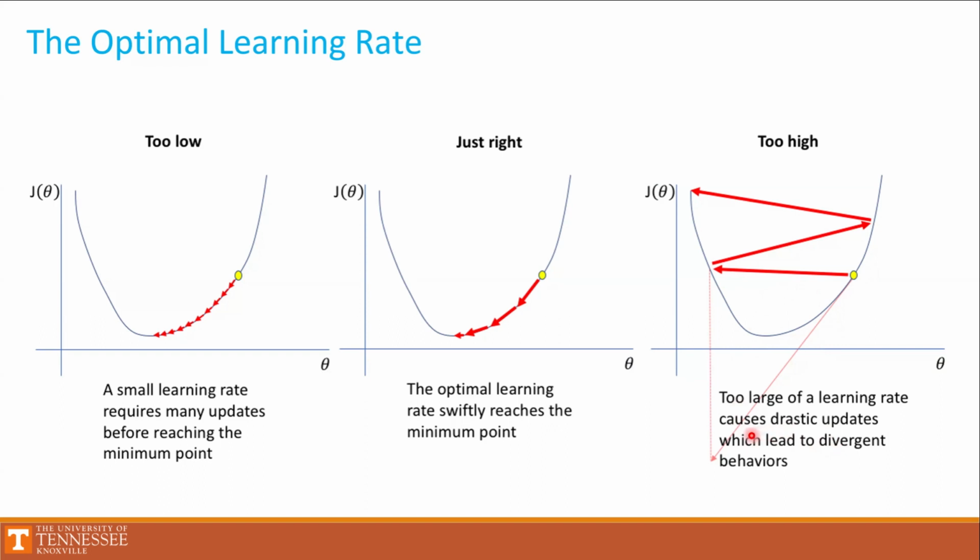Too large a learning rate causes drastic updates, which would lead to divergent behavior, not convergent behavior, right? This learning rate is optimal. So you have to be somewhere in between. The optimal learning rate swiftly reaches the minimum point. Now, if the rate is too low, it will make many updates before reaching the minimum point. That means if you're too careful as well, it is a problem because you are taking too much time. You don't need to move that slow. So you have to be somewhere in between.